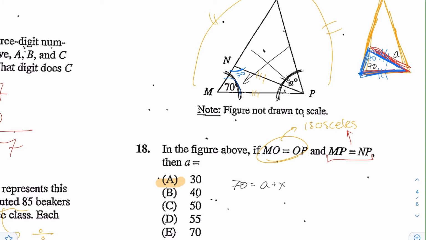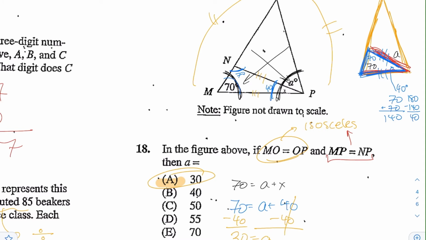So now we have all the information to figure out this vertex angle here for the triangle on the bottom. Because the base angles are equal to 70, that's equal to 140 total. The triangle adds up to 180. So if you subtract 140, you figure out that the vertex angle has to be 40 degrees. So X has to be 40 degrees because 70, 70, and 40 makes 180. So if X is equal to 40 degrees, your equation becomes 70 is equal to A plus 40. And from here, if you subtract 40 on both sides, you get that 30 is equal to A, which is choice A.